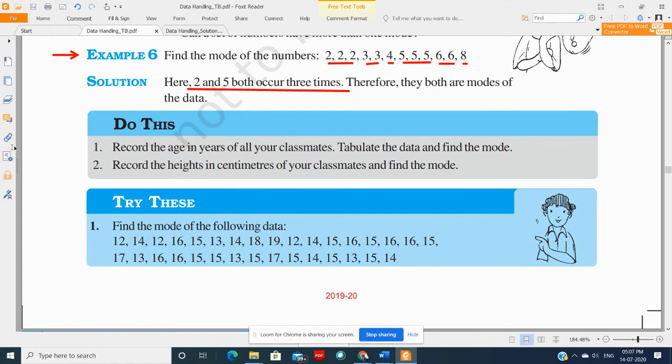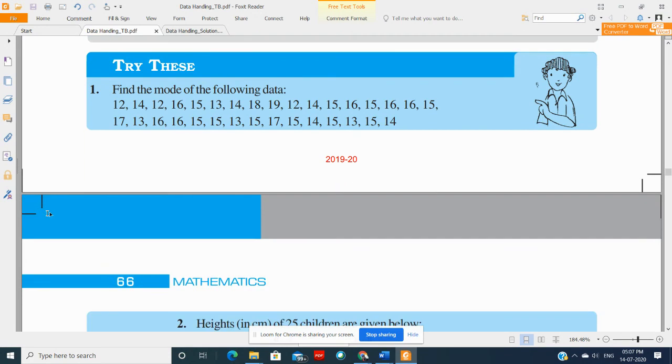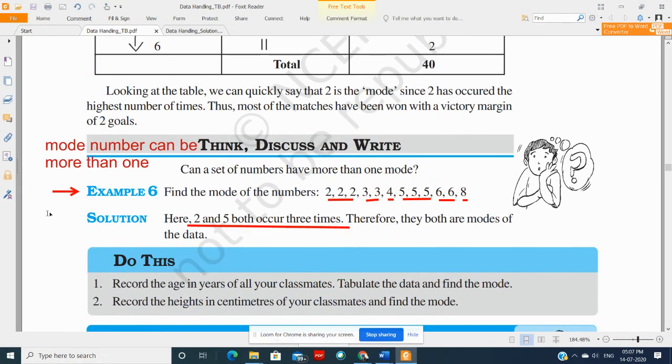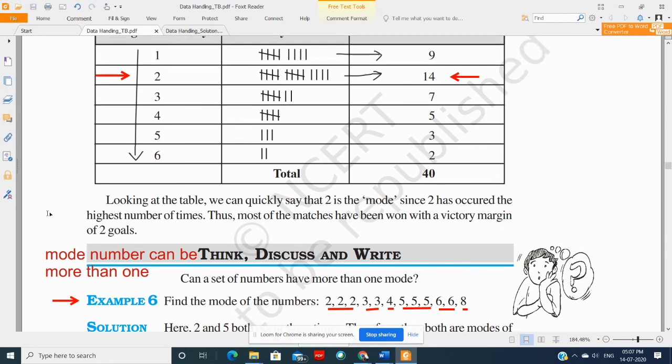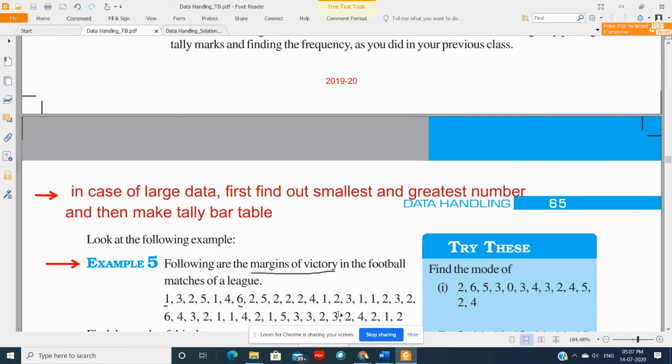Okay, they have given some try-this exercises in your textbook. I would suggest that you should try it out. In the next video we will talk about median, which is one more representative value. Okay, so till the next video, goodbye.